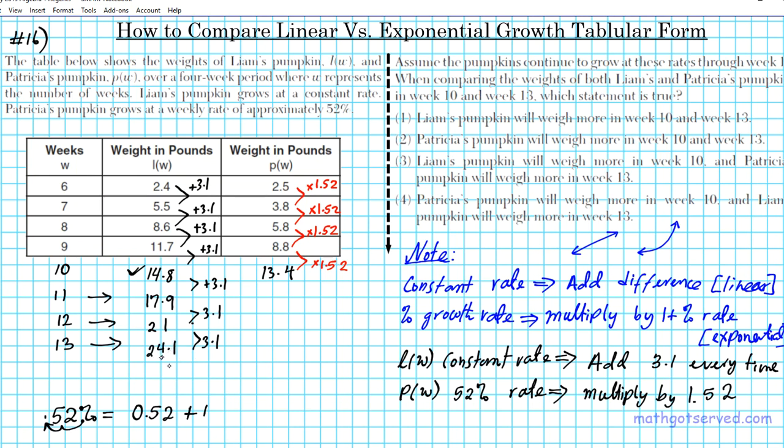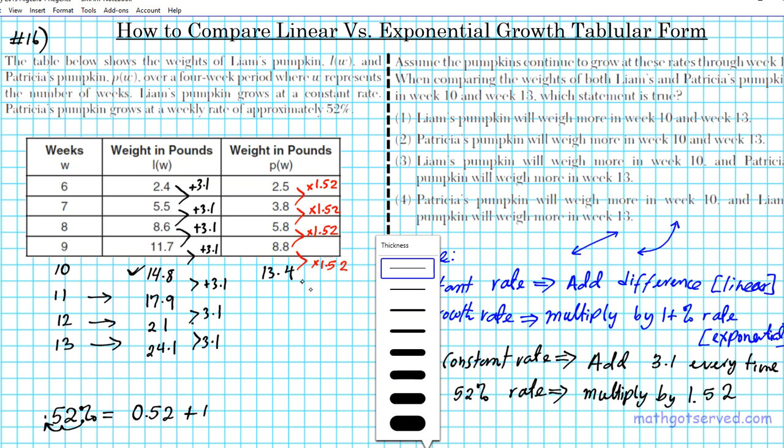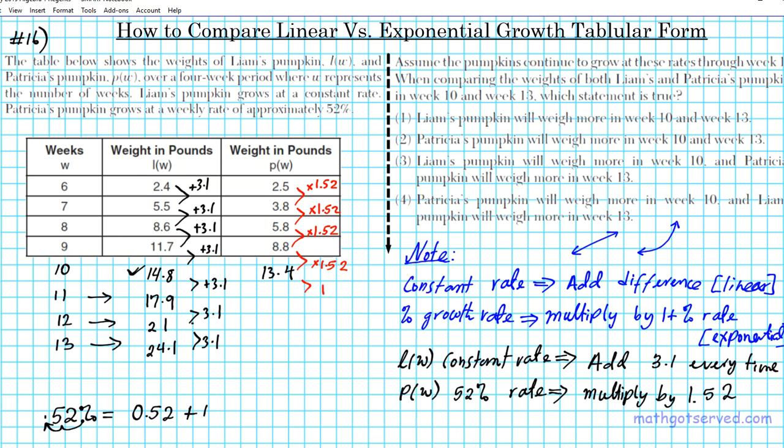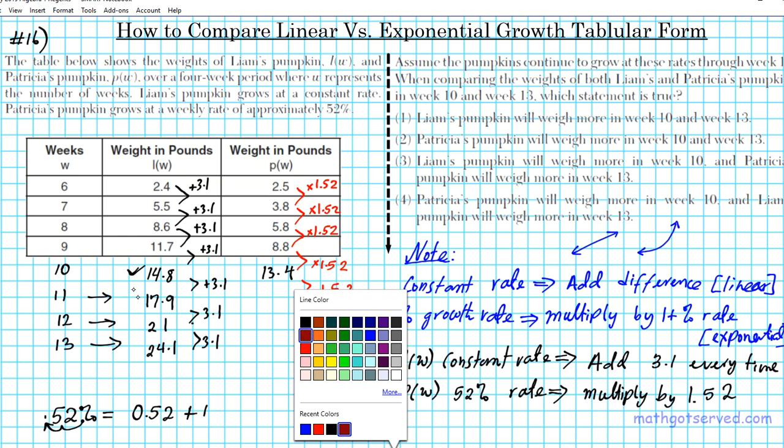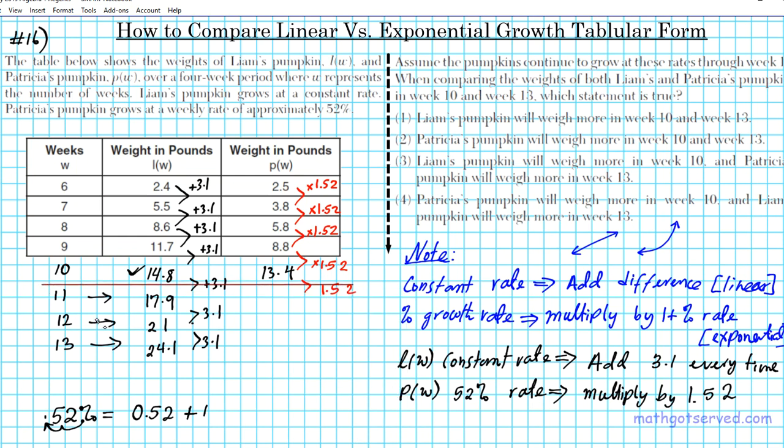Alright, so that's that for Liam's weight. Now let's take a look at what the situation is with Patricia's pumpkin's weight. So what we're going to do, we're going to repeatedly multiply by 1.52. So multiply by 1.52 to get the weight for week 11, 12, and 13. Let me put a line there so that we can see what's going on. So this is for week 10, and this is week 11, and this is week 12, and then we're going to separate them from left to right. Okay, now let's do it.